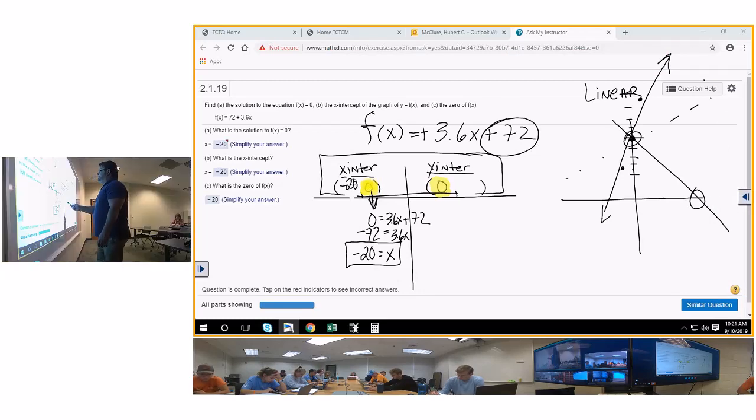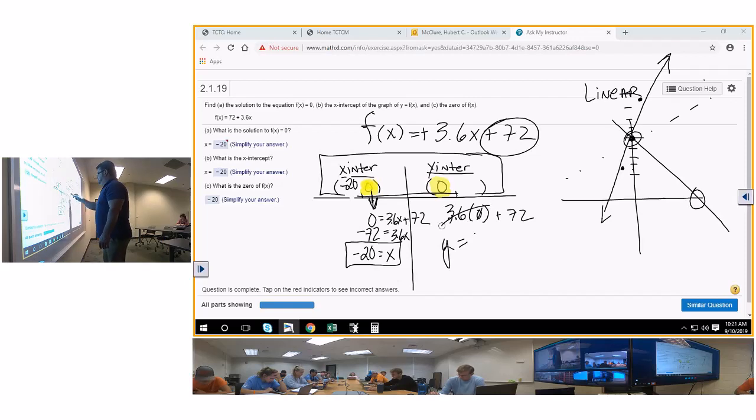All right. So here is this one. F of x is 3.6x plus 72. Y is equal to 72. There we go.